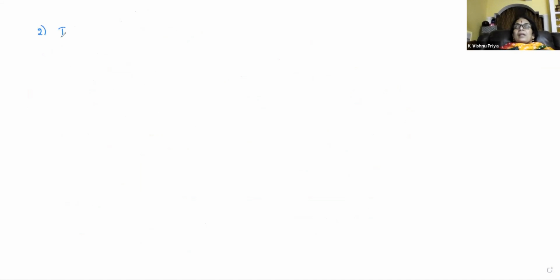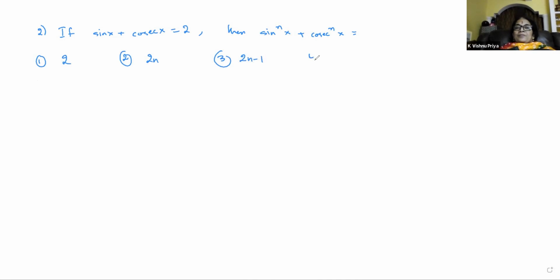Second one: if sine x plus cosecant x equals 2, then sine power n x plus cosecant power n x equals what? First option, 2. Second option, 2n. Third option, 2n minus 1. And fourth option, 2n minus 2. So which one do I have to select?